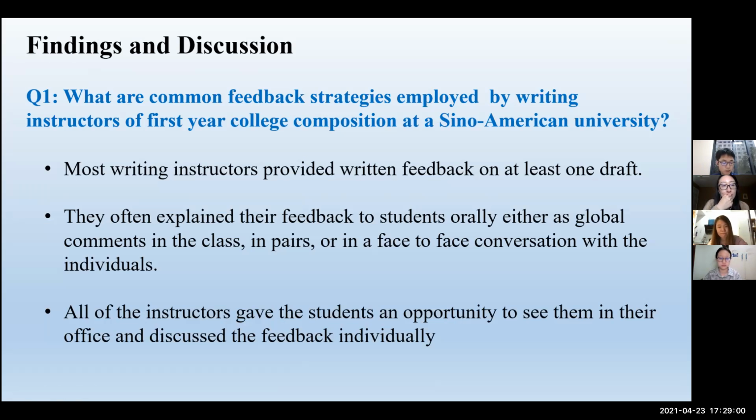Question 1 is related to the common feedback strategies. Most writing instructors provide written feedback on at least 1 draft. They often explain their feedback to students orally, either as global comments in class or in conversation with individual writers. They encourage the students to have an oral conference with them if they have any doubts or need clarifications. As they provide written feedback, all of the instructors give students an opportunity to see them in their office hours and discuss the feedback individually.